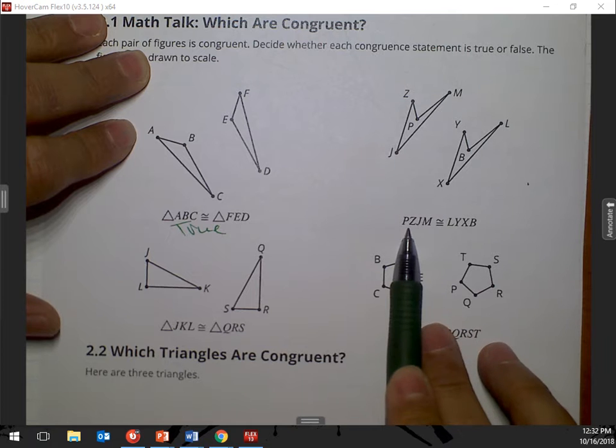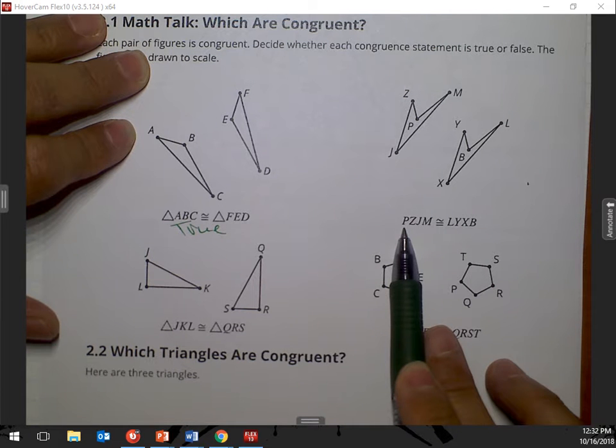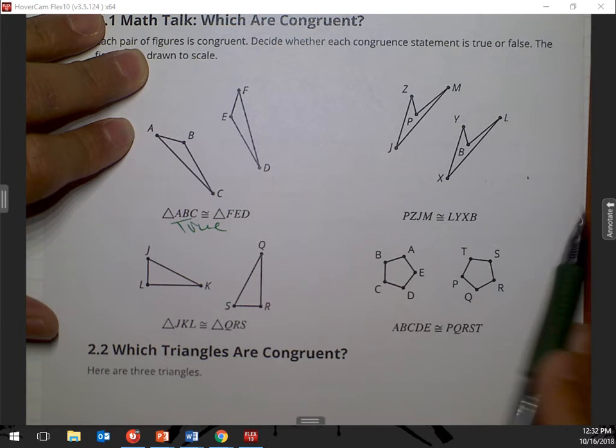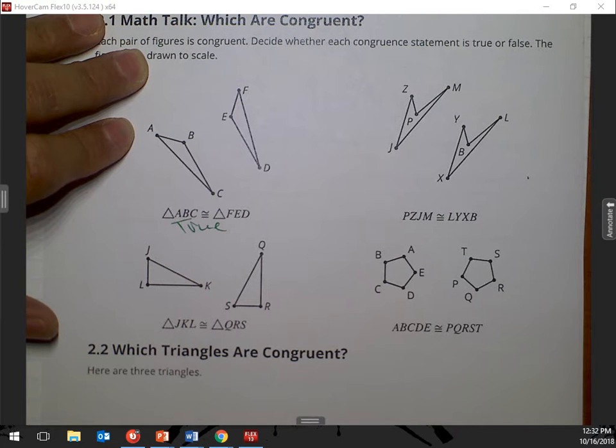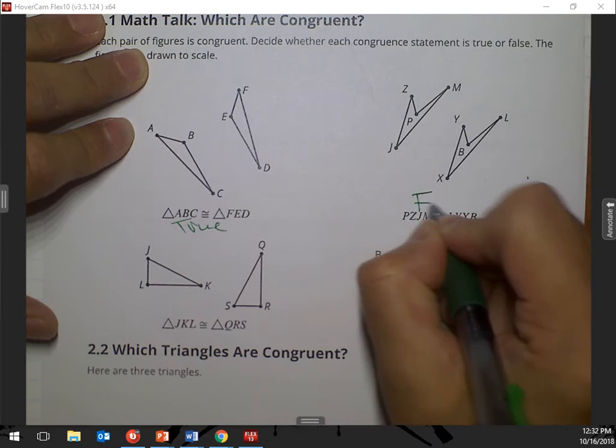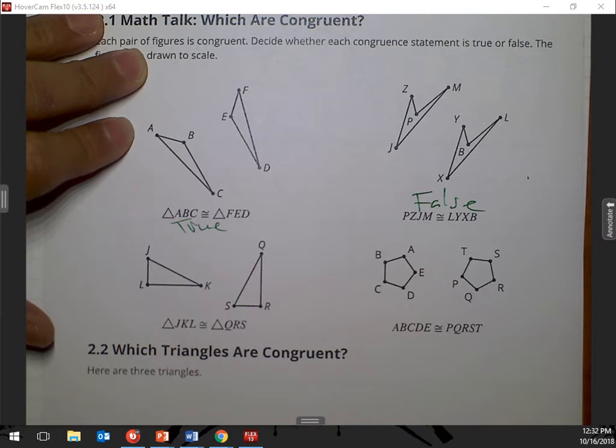Alright, let's take a look at this next one. P. So what is P supposed to go with? B. P is supposed to go with B. So is this true? No, it's not true. Does that make sense?